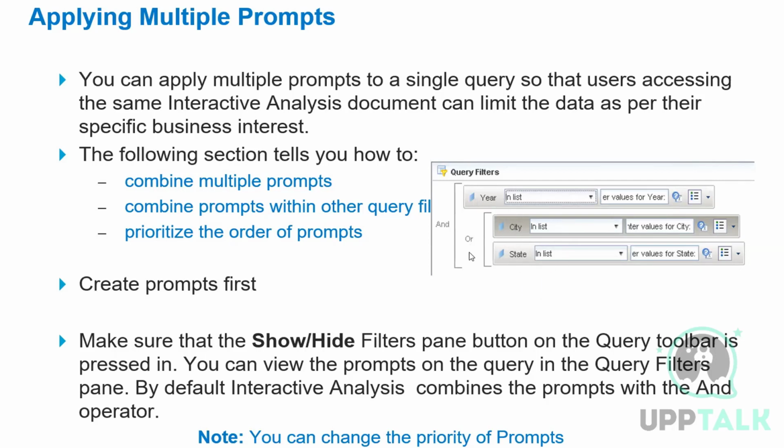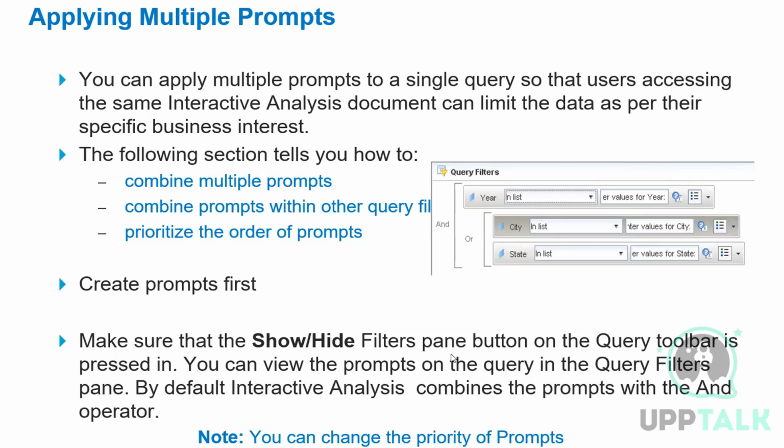So these are the multiple prompts. You can apply multiple prompts to a single query so that users accessing the same Interactive Analysis document can limit the data as per their specific business interest. The following section tells you how to combine multiple prompts, combine prompts within another query, and prioritize the order of prompts. Here also, we can prioritize whether we want to keep the year as a high priority or the state as high priority. Based on that, we can create.